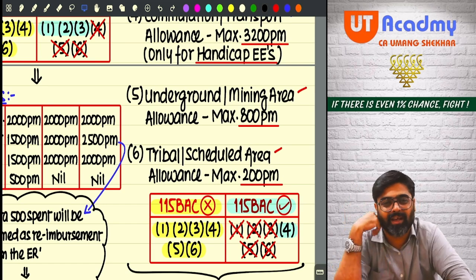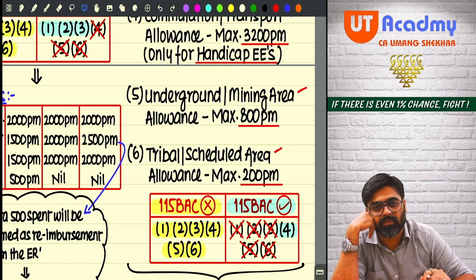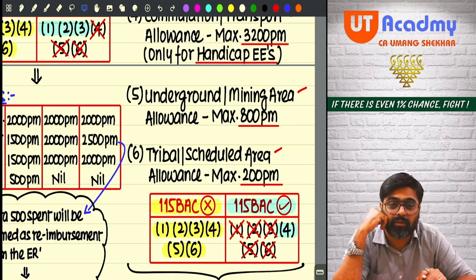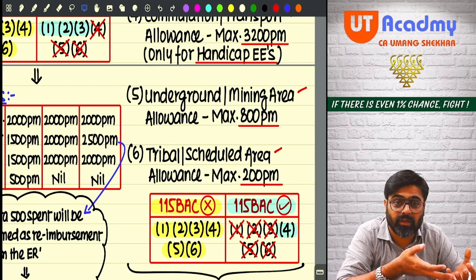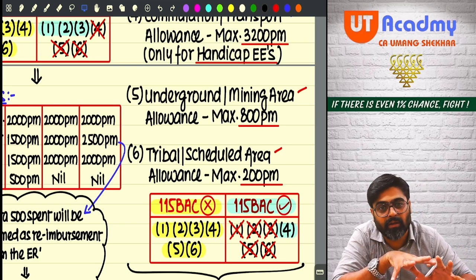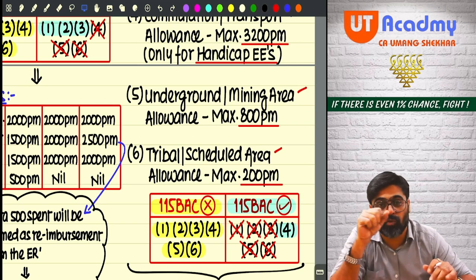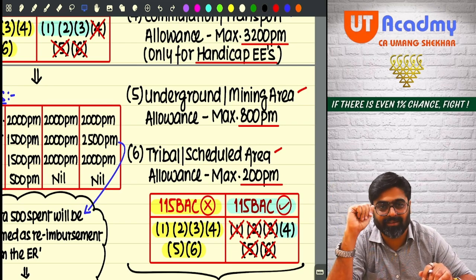High altitude area allowance, border area allowance, island duty allowance. Getting my point? There are many other allowances similar to these allowances. Now, these types of allowances are usually given to the members of armed forces who are posted in extreme conditions.